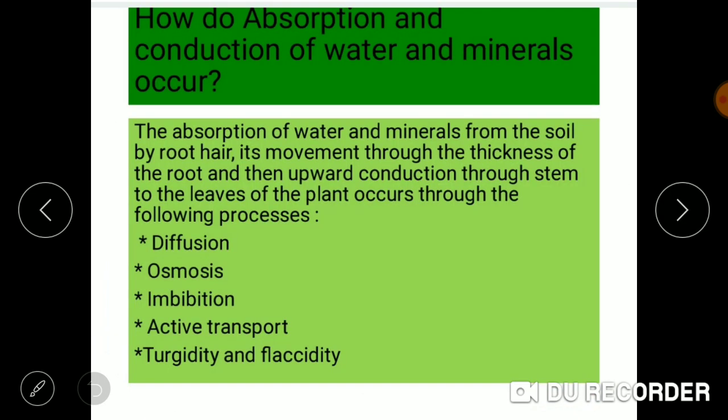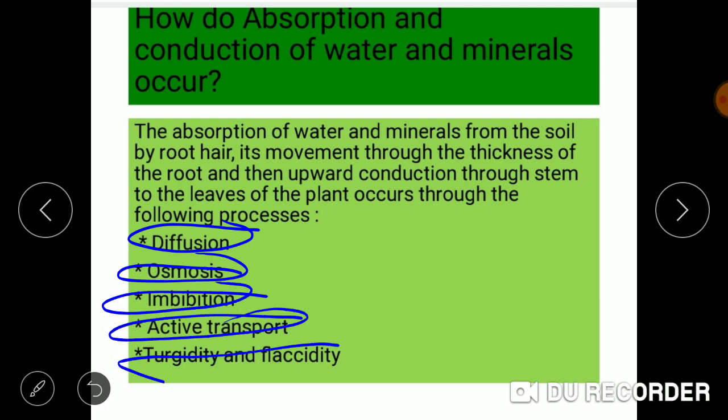Now we'll talk about how absorption and conduction of water and minerals occur. We all know that the water and minerals absorbed by the root are transferred to the stem and then to the leaves of the plant, so that they are transported to all the parts of the plant. And how does this take place? By the following processes: diffusion, osmosis, imbibition, active transport, and turgidity and flaccidity. We'll talk about diffusion in today's class.